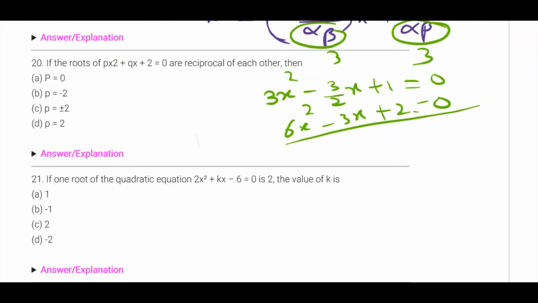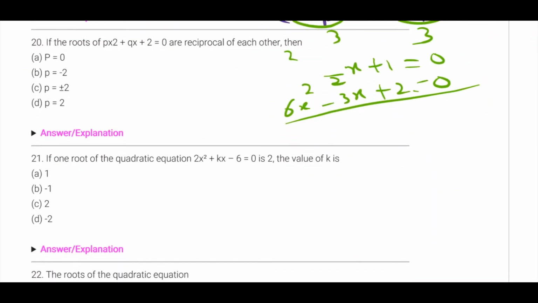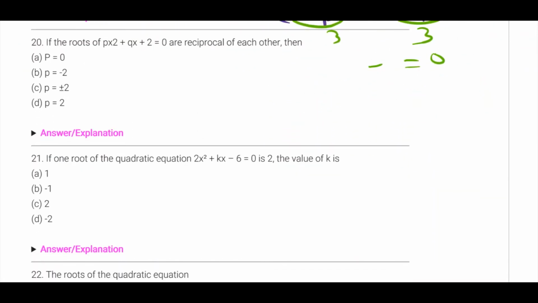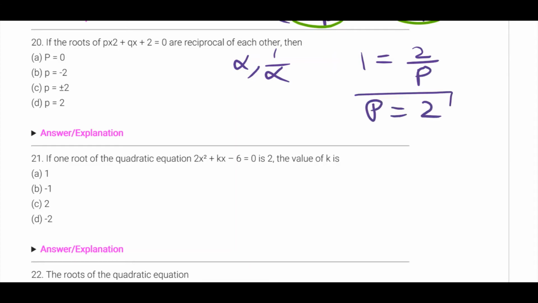Next, question number 20. If the roots of the given equation are reciprocal of each other, then. So if one is alpha, the other will be 1 by alpha. The product will be 1, that equals to 2 by p. So p equals to 2. Option D.